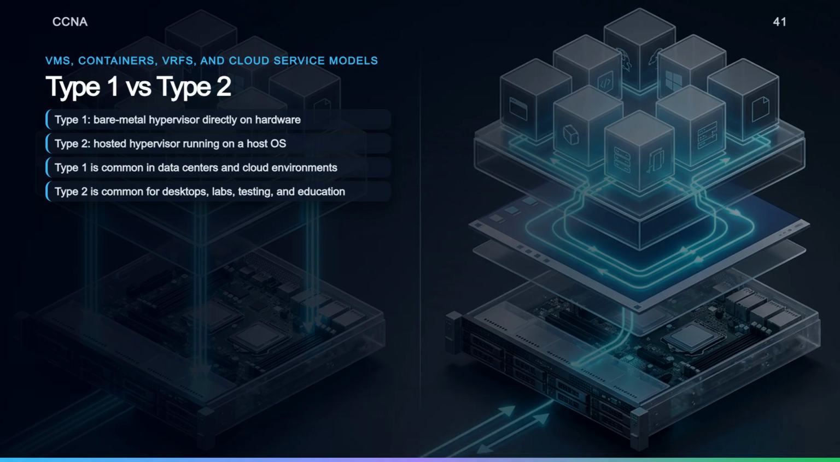Now think like a network engineer. A VM still needs network access. It does not have a physical NIC, so it uses a virtual NIC. The hypervisor connects those vNICs to a virtual switch. That virtual switch forwards frames between VMs on the same host and out through the physical NICs toward the real network. This is where CCNA details matter.